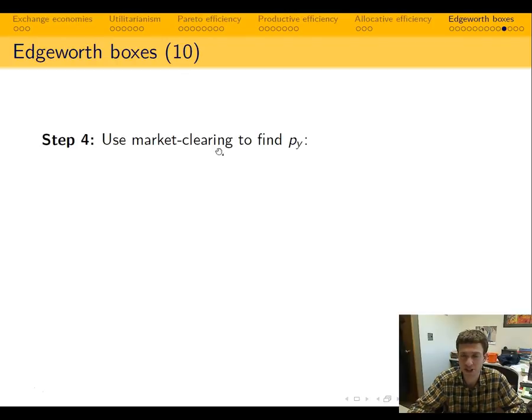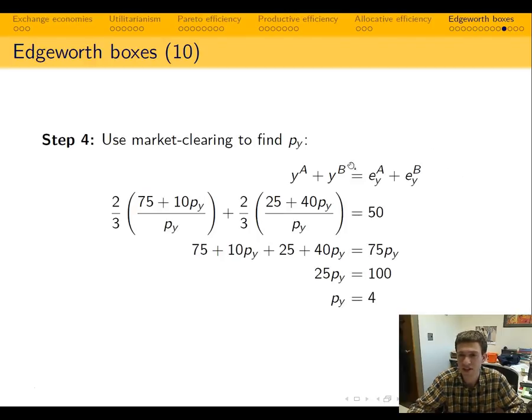Step 4 is that we use market clearing, which means supply equals demand, to find PY. Here, the demand for Y is the thing that we just solved for, these two numbers, YA and YB. And the supply for Y is just the endowments, which was a total of 50, 40 plus 10. This was 10, this was 40. So we just need to solve this ugly equation for PY. We do that, we get that PY has to equal 4.